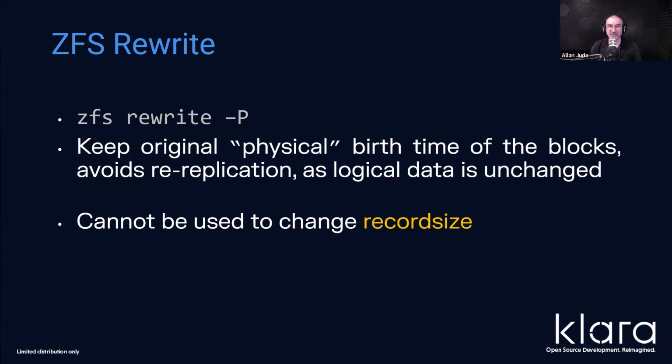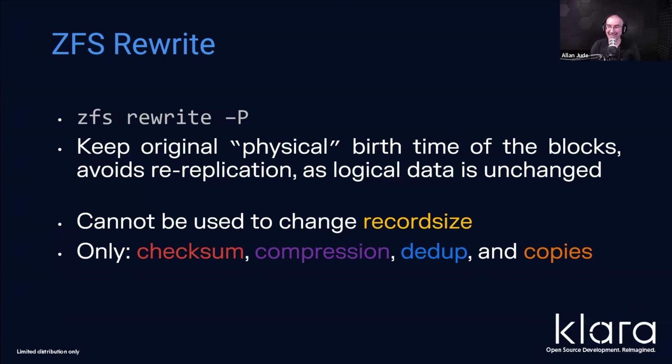One downside to ZFS rewrite, whether or not you use the physical flag, is that you can't change the record size of a file with it. Because every record in a file has to be the same size, the record size of the file is set when you create the file. Because the rewrite command is just marking all the content of the file as dirty, it's not creating a new file, and so the record size can't be changed. But pretty much every other property can.